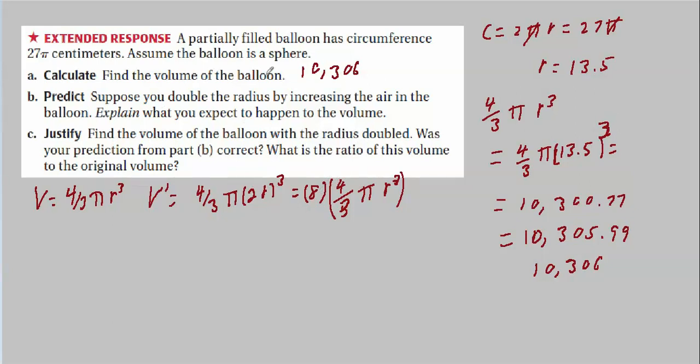So it seemed to me that the extended response question was actually easier and shorter than the previous short response question. I guess it depends on how you look at it. This is actually pretty simple. For this first part, we just had to find the radius. That was real easy. We used that to find the volume.